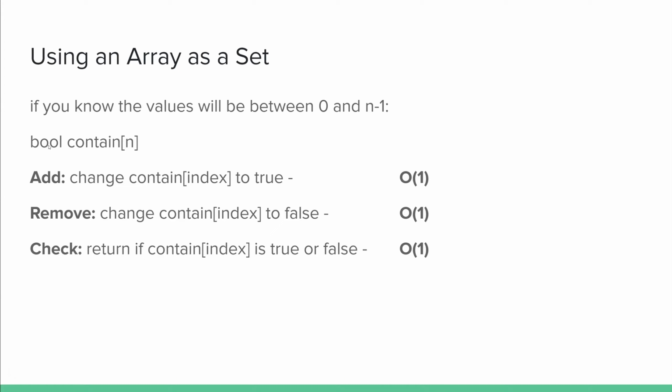So you flip the Boolean value to true, and then you've added that to the set. To remove, you change the contain condition to false for that specific index, for that specific number. So if you're trying to add numbers to a set, you could do something like that and use the index value to access it, and return whether contain at that index is true or false in order to check whether it's in the set or not.